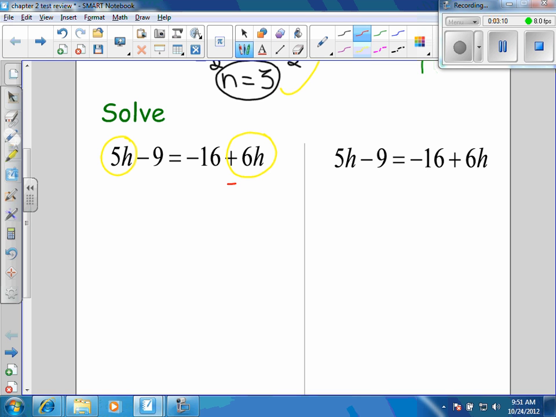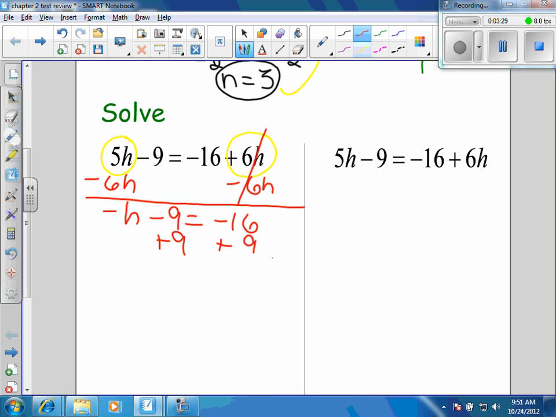Good. So one method would be to move the h's to the left. And that would be negative 1h. These cancel. Equals negative 16. Right. And then you do plus 9. Right. And then plus 9. So it'd be negative h equals negative 7. Right. And remember, this is like a 1 here, so we have to isolate h. So we're going to divide by negative 1. And you get h equals 7.